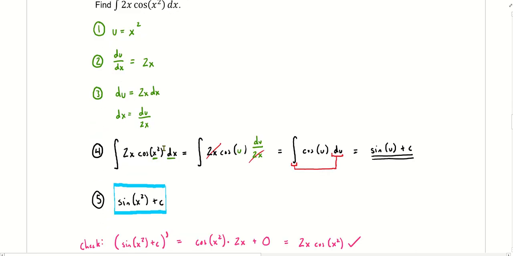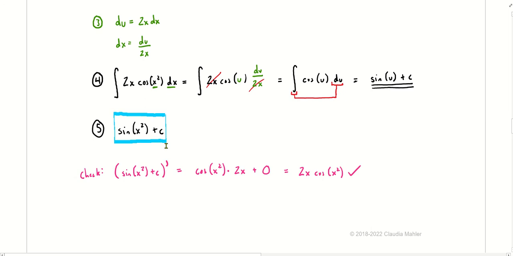Which is pretty cool. And it makes sense that we had to use the chain rule here because, like I said, substitution undoes the chain rule. So this thing, as we just saw, is the result of using the chain rule to differentiate something. So to reverse that, to integrate that result, we need to use the substitution rule or the substitution process.